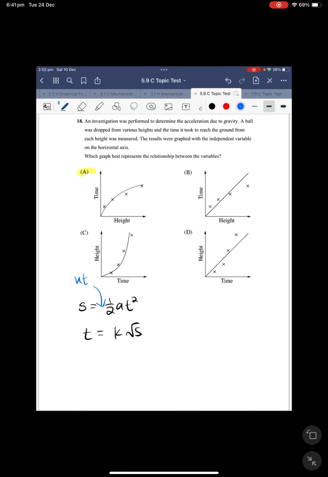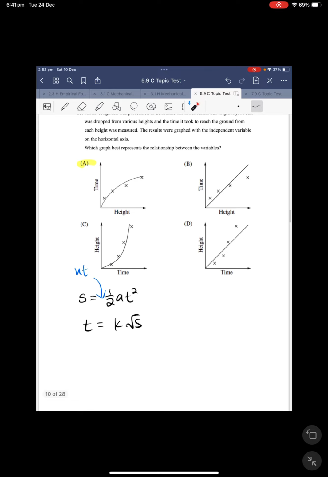And so if we rearrange this equation to solve for the dependent variable here, which is time, we get that t equals some constant, which is all this half a business, times the square root of s. And option A clearly shows a square root relationship between time and height, and so the answer is A.